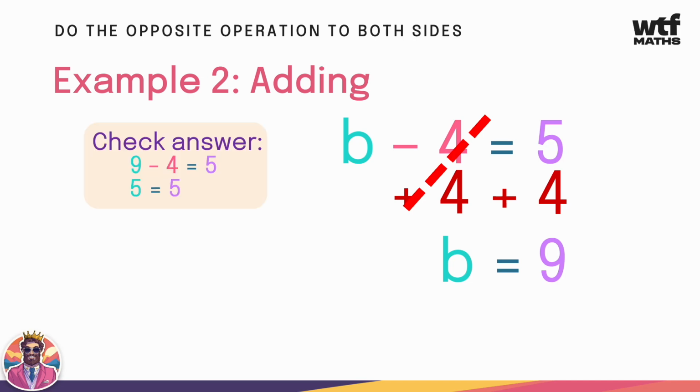Let's quickly check our answer. 9 take 4 is 5. 5 equals 5. The left side equals the right side. So we must have the right answer.